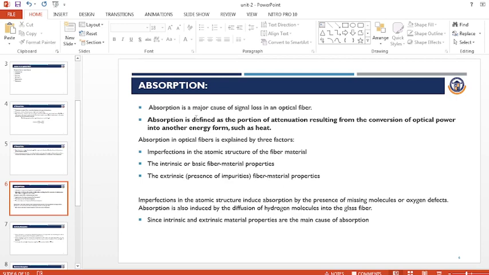One is imperfection in the atomic structure of the fiber material, and the next are intrinsic fiber material properties and extrinsic fiber material properties, that is, the presence of impurities and pure materials. These are the three factors causing the signal losses. First point is imperfection in the atomic structure of the fiber material. Imperfection means the presence of any missing molecules or any oxygen defects. That may cause losses of signal.